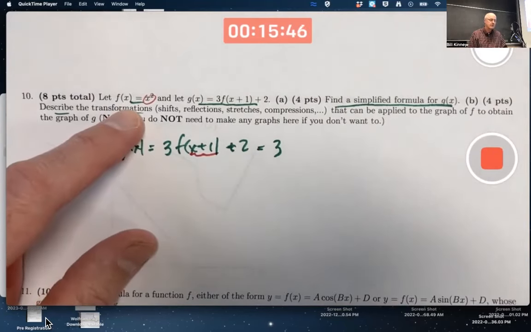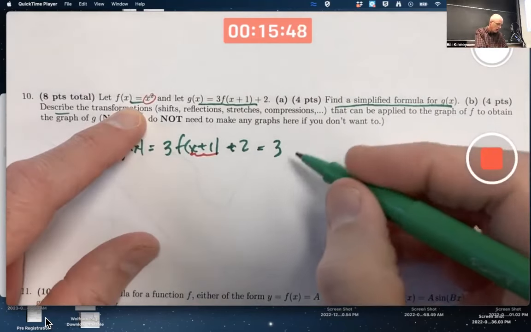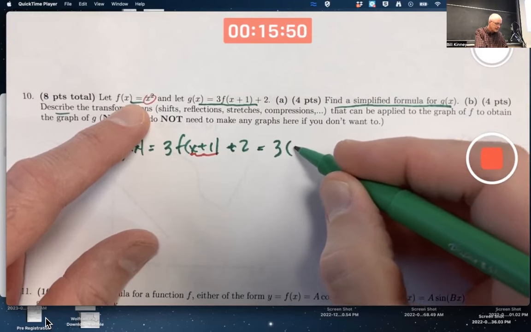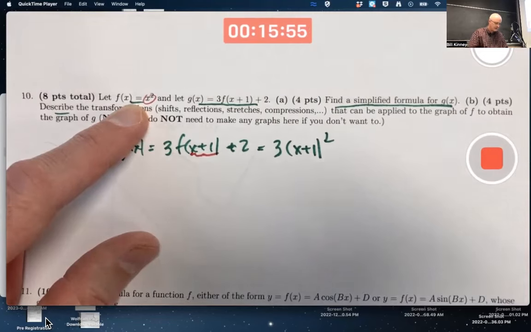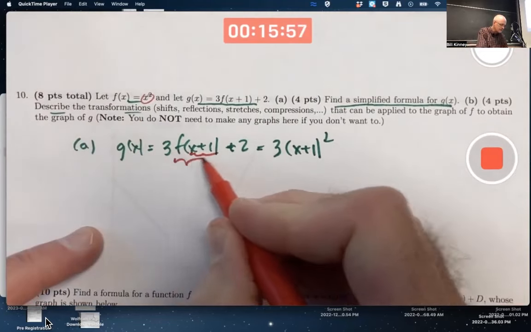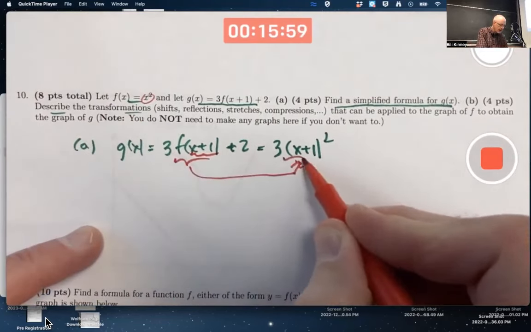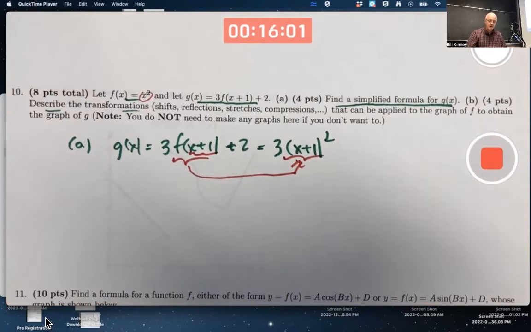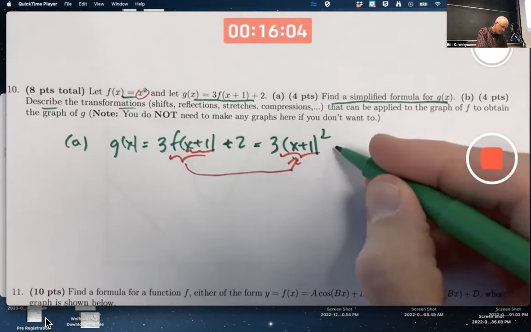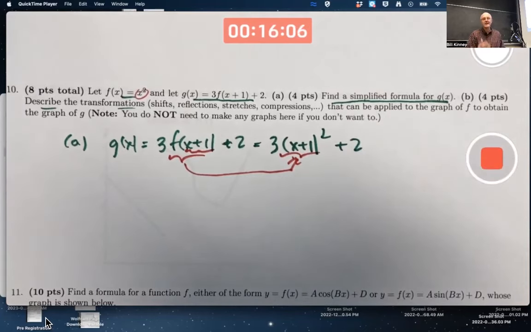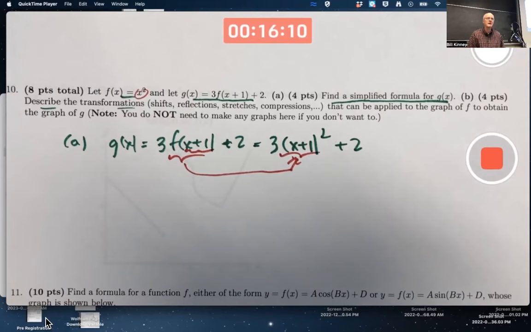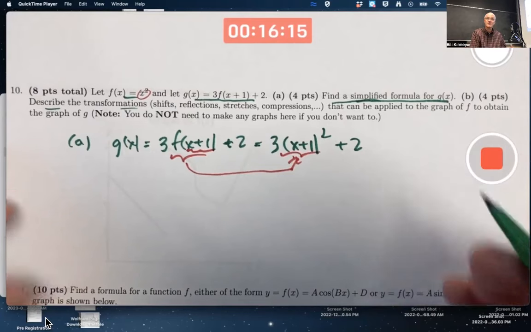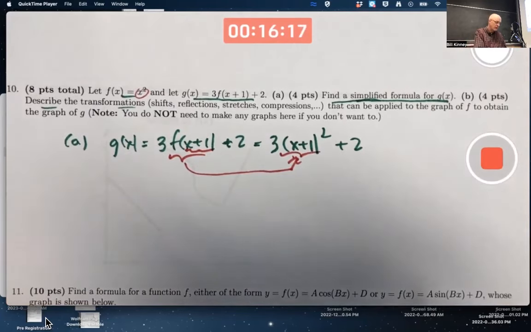In this case, it's a fairly simple function, just x squared. So I need to replace x with x plus 1 and square it. That's what this part becomes. This f of x plus 1 is right there. But I am also multiplying it by 3 and then adding 2. So if you got this far, that's worth 2 out of the 4 points, but you also need to simplify it. That's part of the directions, find a simplified formula, which means expand it into standard form.